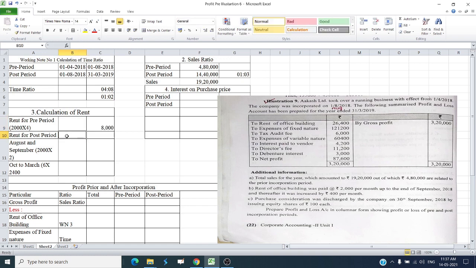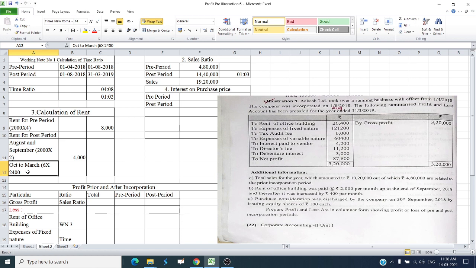And next, rent for the post period. Here for the post period, 2000 per month is up to the end of September, means August and September, these 2 months will come under the post period. So we take 2000 multiplied by 2 months, August and September, and that will come to 4000. And after that, from October it was increased by 400. So we take 6 months, October, November, December, January, February, March, multiplied by 2400.